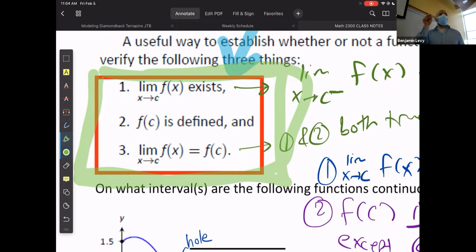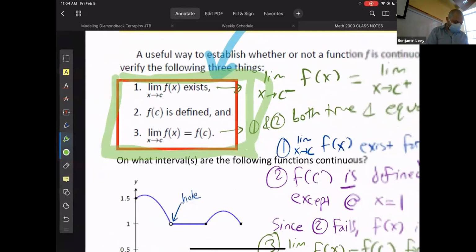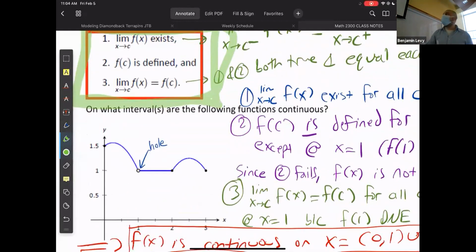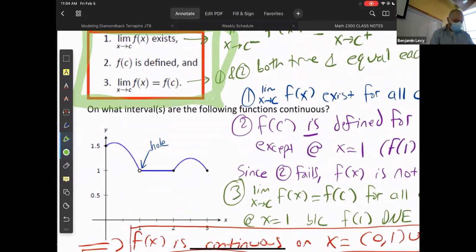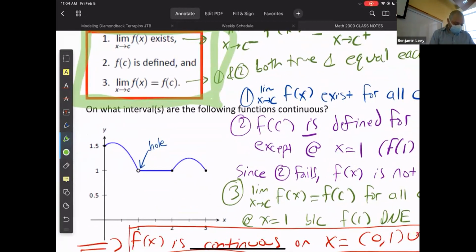But when we think about the precise mathematical definition, the limit exists at that point, which means you're approaching the same place from both sides. And the function value is defined there and it equals the limit. In this first example, we did a very simple example with the picture with the hole in it. We're talking about the point with the hole.